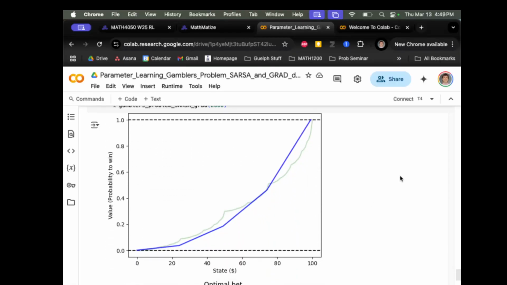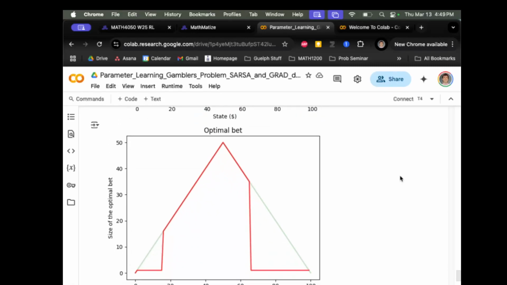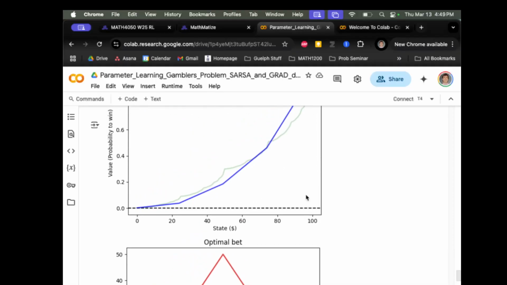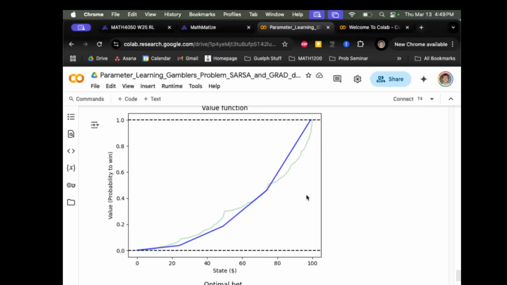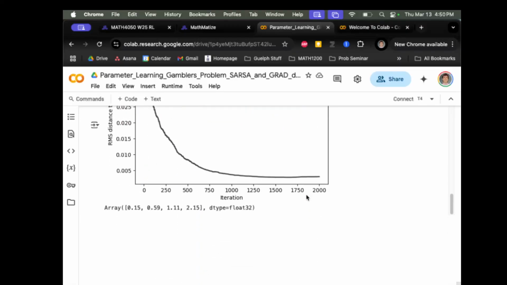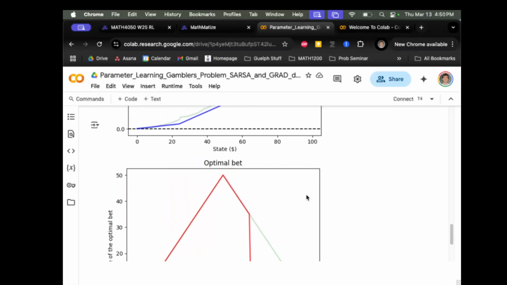So this blue function was what we found is the best possible approximation with our measly 4 parameters to this complicated green fractal. That's the best we could do. And the optimal bet sizes we found look like this. So is it great? No. Over here, we're betting $1, and we should be betting the maximum amount. The reason is, I only gave it 4 parameters to learn something that has a lot of complexity. That's the best I can do with 4 parameters. Okay, so that is an example of SARSA and how it works for the gambler's problem.